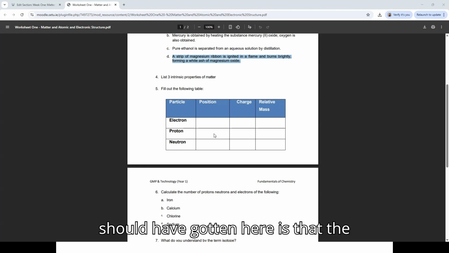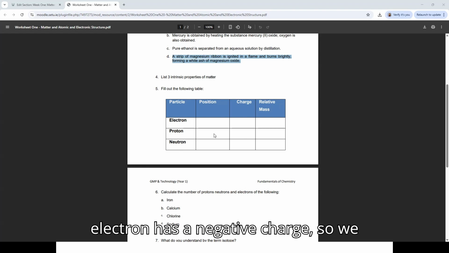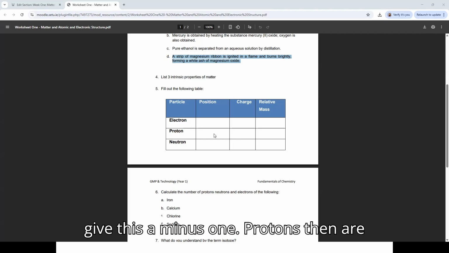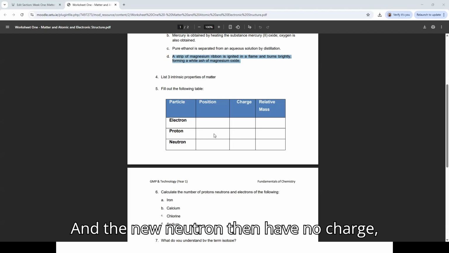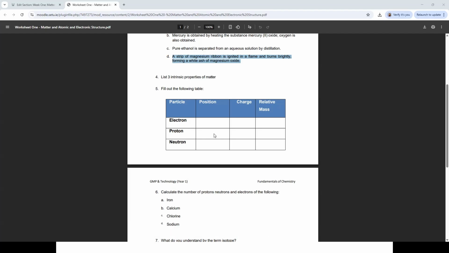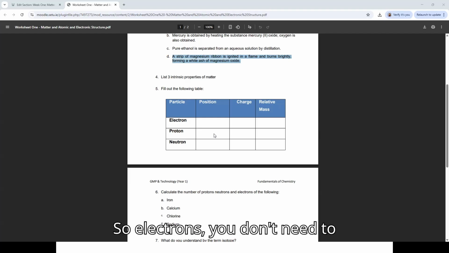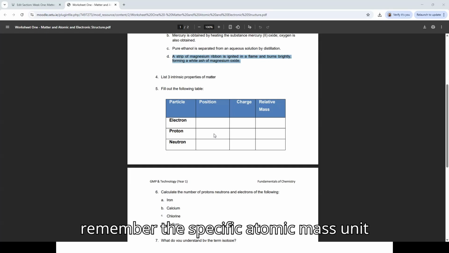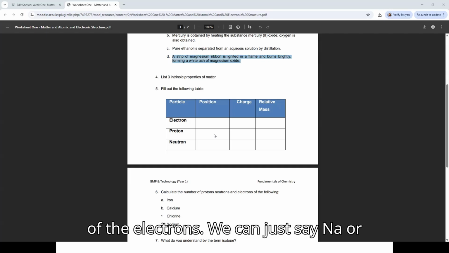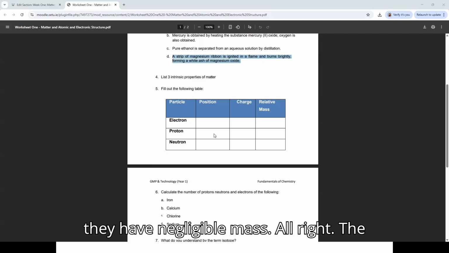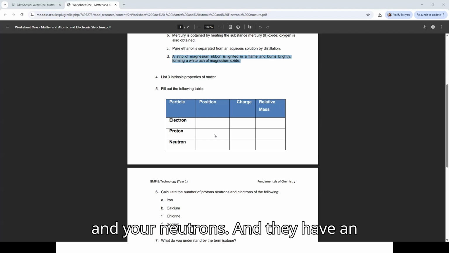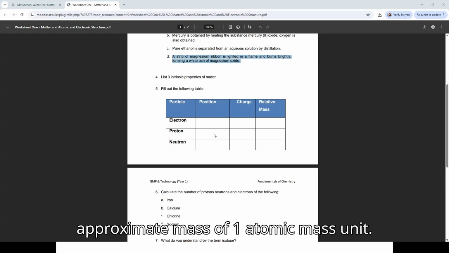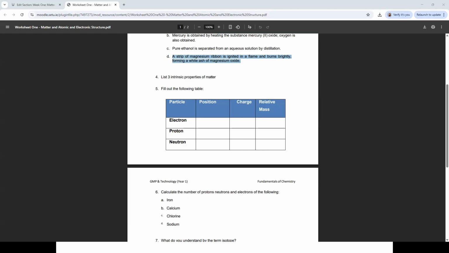All right. Moving on to charge then. What you should have gotten here is that the electron has a negative charge, so we give this a -1. Protons are positively charged, so that's a +1. And then your neutrons have no charge, so they're neutral. And then finally for relative mass, for electrons, you don't need to remember the specific atomic mass unit. We can just say N/A, or they have negligible mass. The only 2 that do count are your protons and your neutrons, and they have an approximate mass of 1 atomic mass unit.